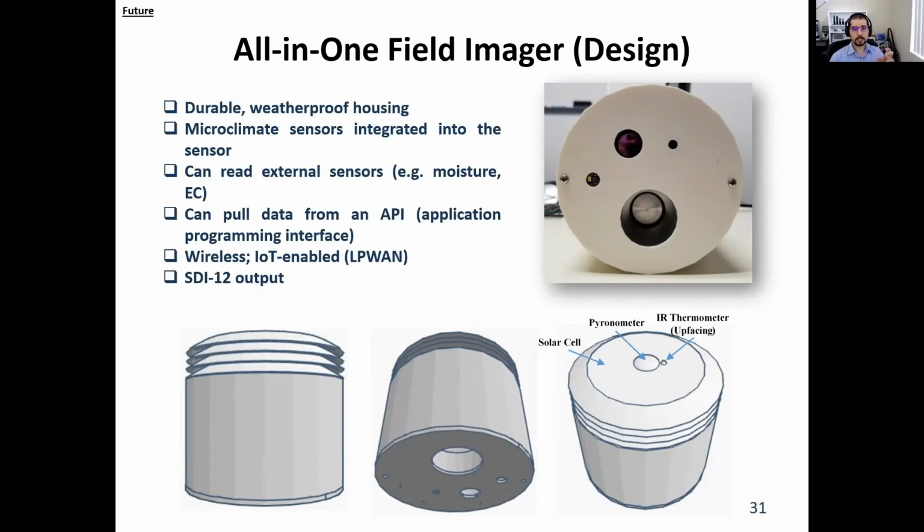And here by IoT enabled, I mean it could actually be part of a low power wide area network, so for example, it could be part of, say, a LoRaWAN IoT network, where you can transmit limited data, because the output of such a system is just values and numbers, and you don't have to transmit images over the network. And it also has a simple SDI-12 output if you wanted to use it in a wired mode.